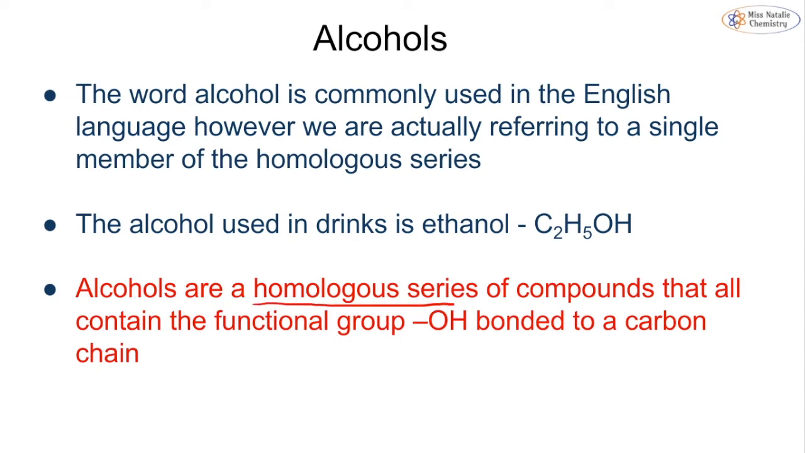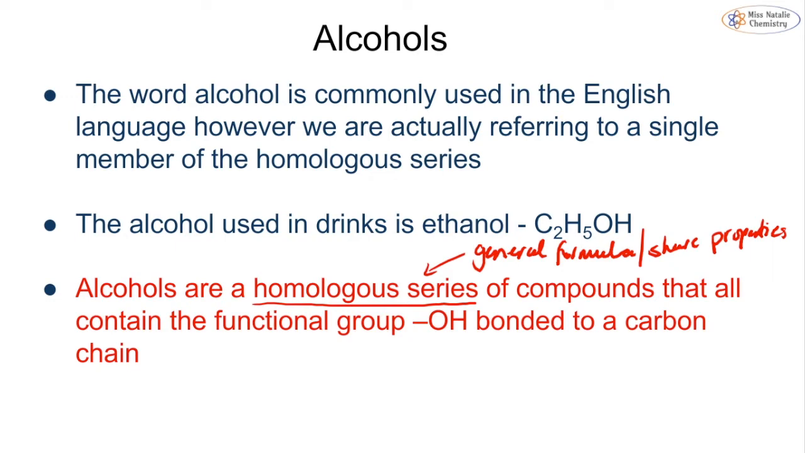And remember, a homologous series means that they're going to have a general formula and they are going to share properties, and looking specifically at chemical properties, and we'll see some trends in the physical properties as well. So the homologous series for alcohols have the functional group OH bonded to the carbon chain.